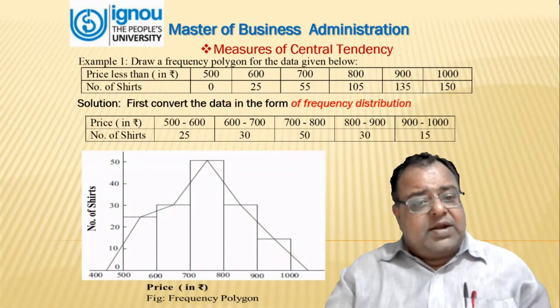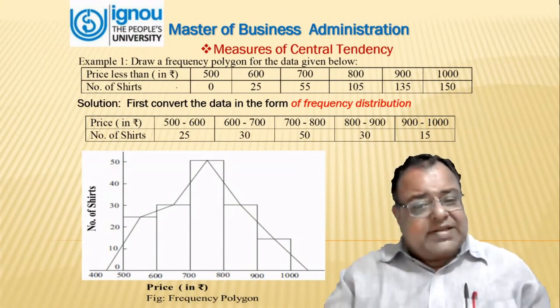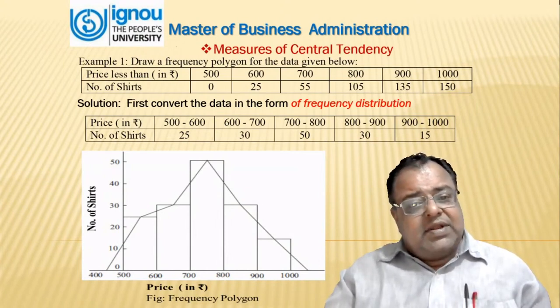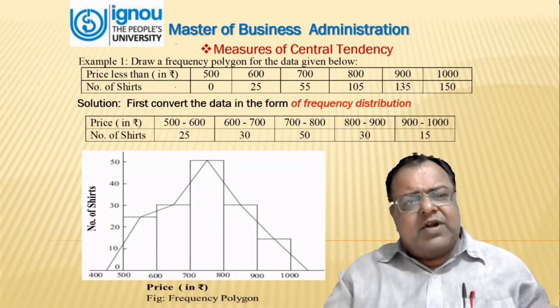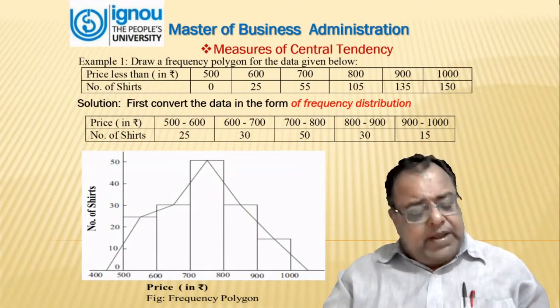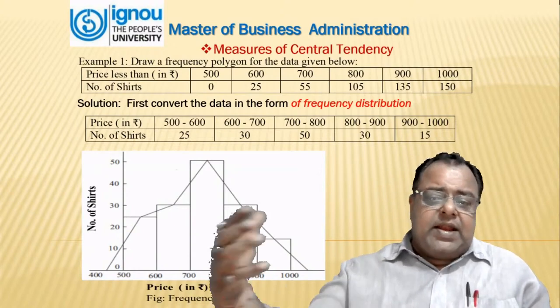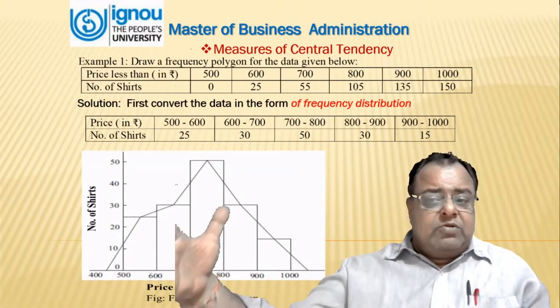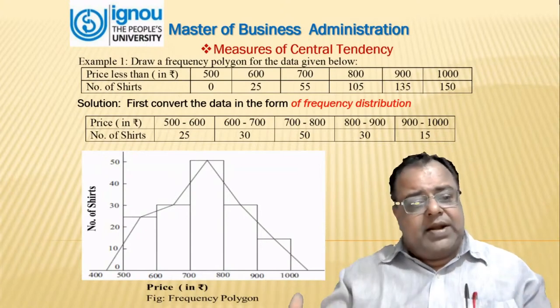How to convert this data into the form of a frequency distribution, that is the first important part. We will be deciding on the class intervals. As it was discussed, it can be a multiple of 5 or 10 or 100. Here the number is large, so we will be drawing it from 500 to 600, 600 to 700, and till 900 to 1000. You can see that the price part is completed.